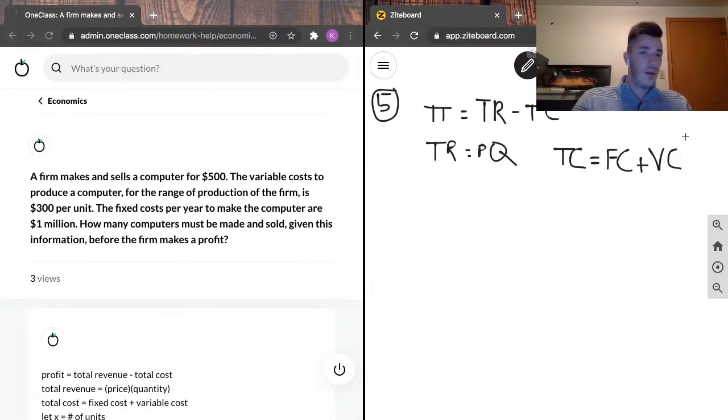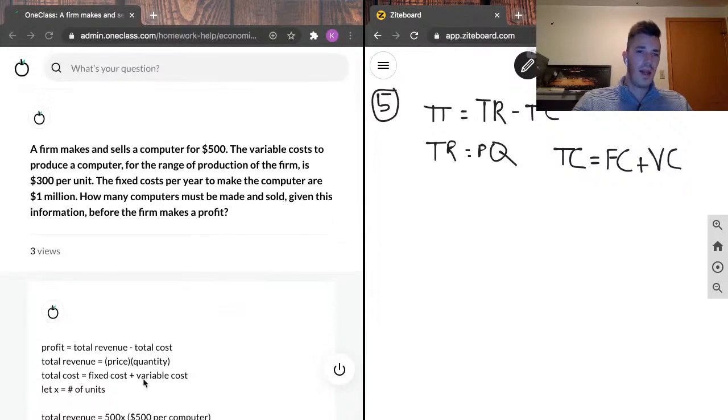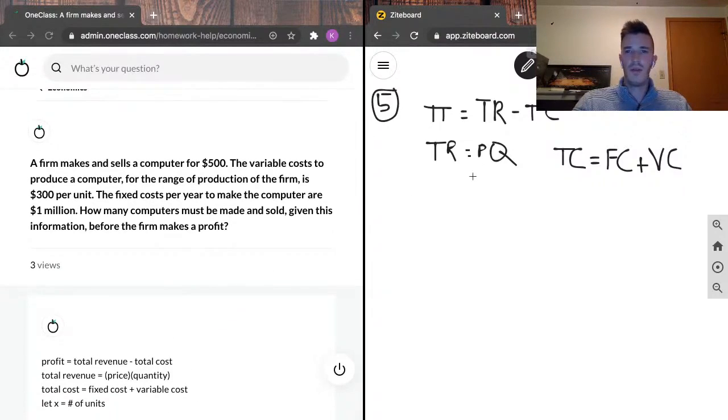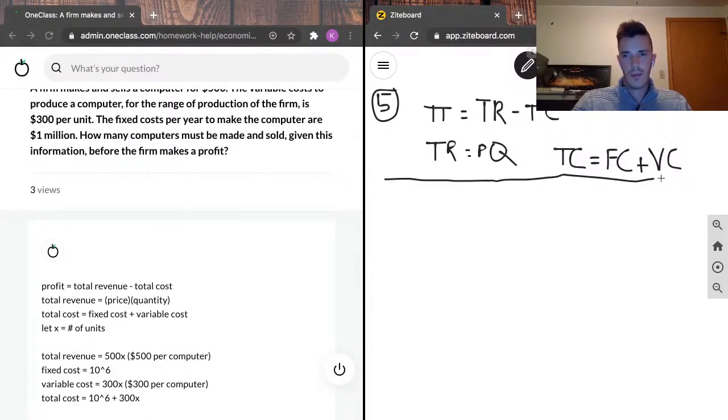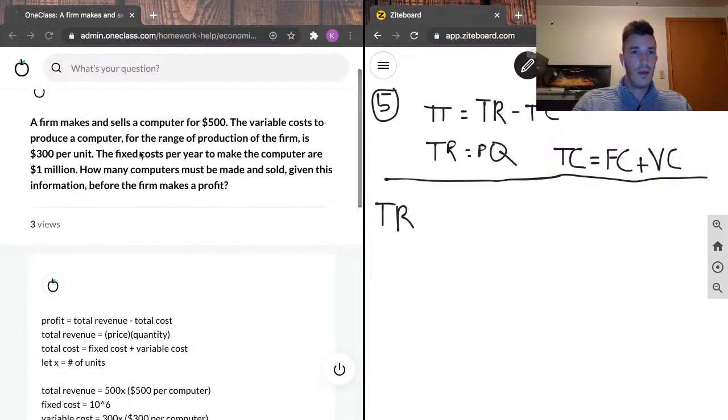They wrote let x equal the number of units, but we're already using Q, so we can ignore that. Our total revenue is going to be the price times quantity, and we are selling them for $500. So our P is going to be 500. And what we're trying to figure out is how many Qs we're going to sell, so we will leave that as a variable.